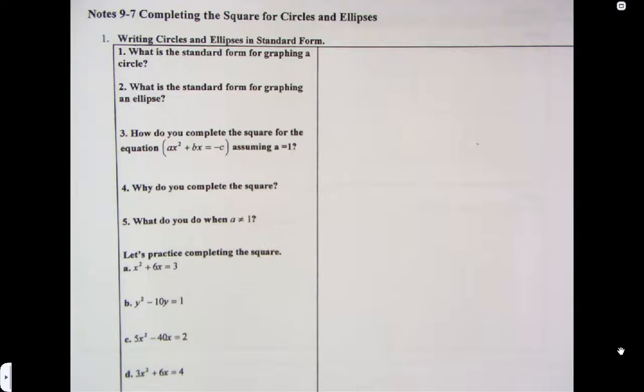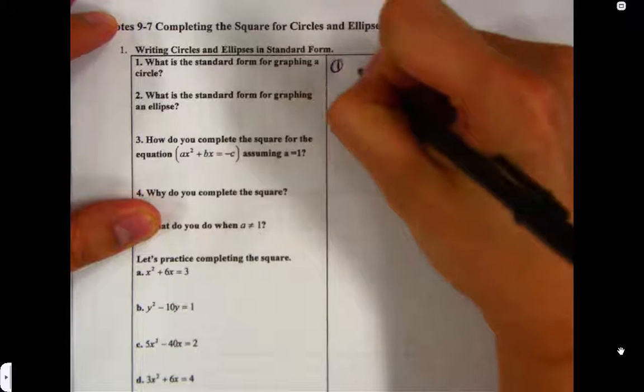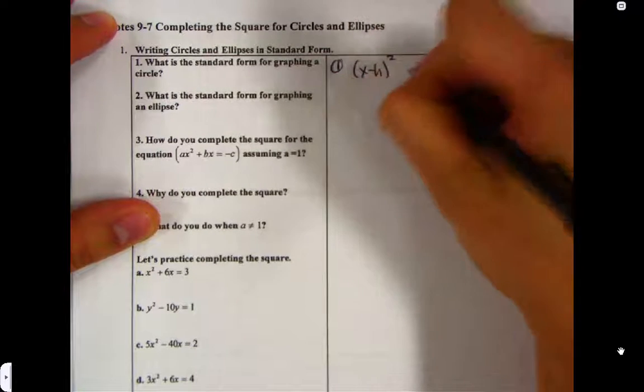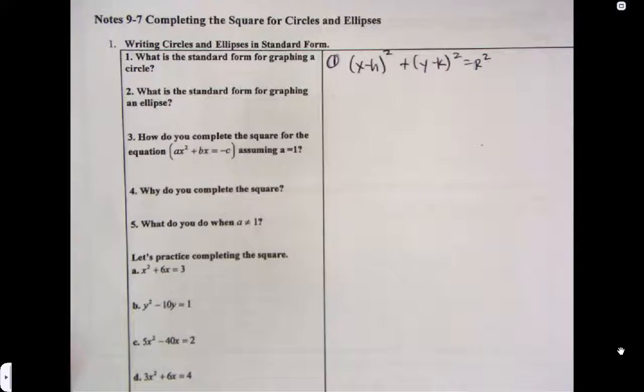Okay, number one, what is the standard form for graphing a circle? So this is x minus h squared plus y minus k squared equals r squared.